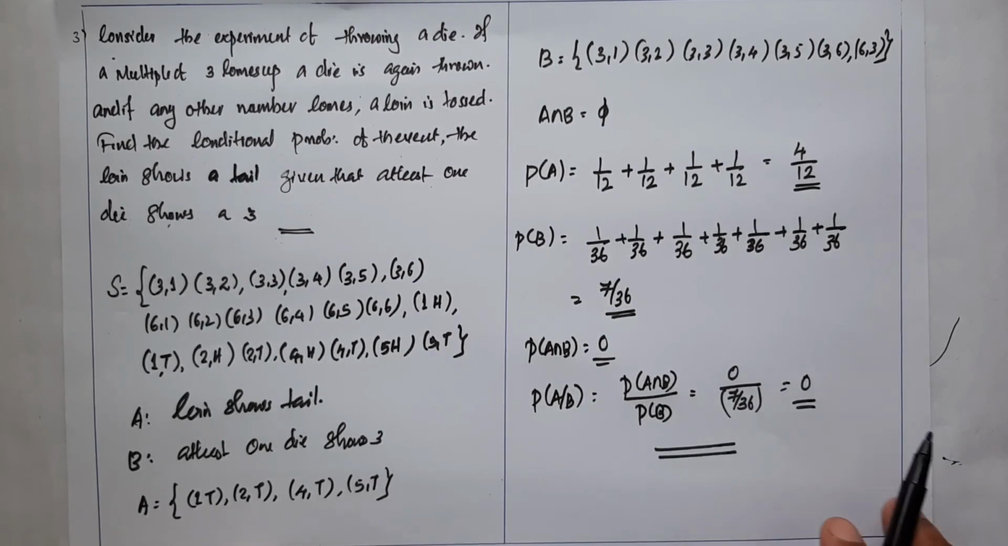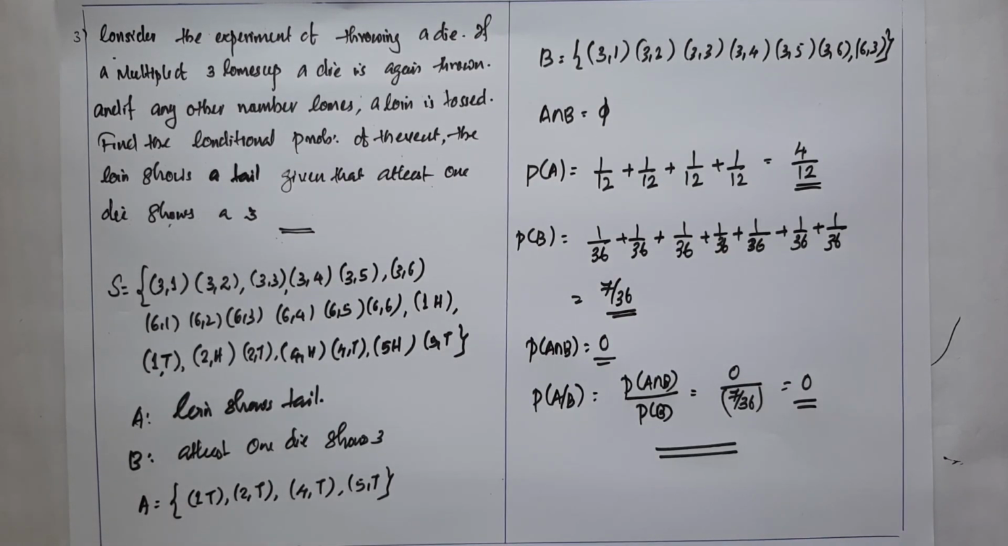Therefore the probability of the event that the coin shows a tail given that at least one die shows a 3 is 0.